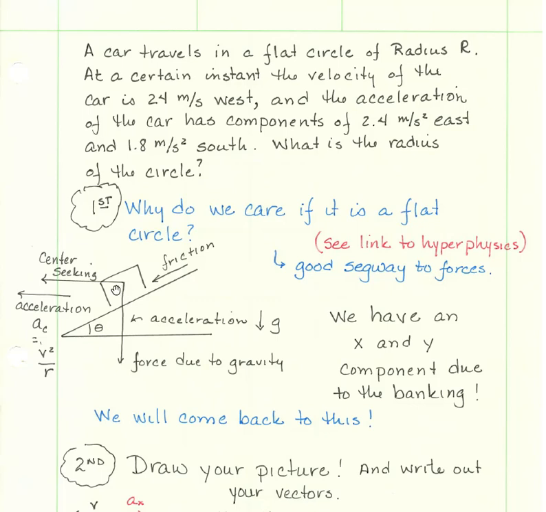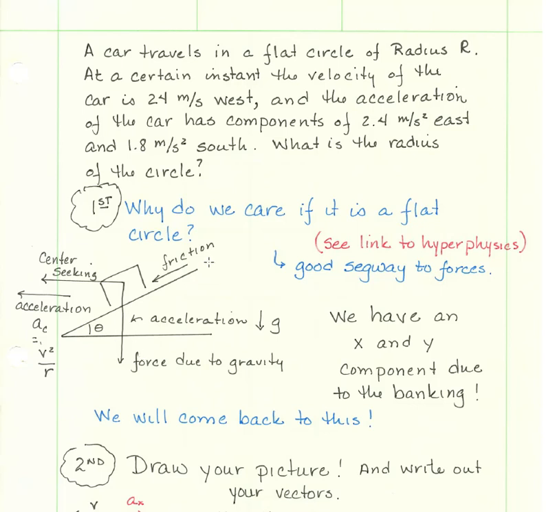But we already know we have a center-seeking force, or that centripetal acceleration, because you've already looked at that lecture. So we have that part. So we have an x and y component to that centripetal acceleration because of the banked turn. And that's why we have to know that in this particular problem, we are on a flat circle. We're not on a banked turn because that would complicate this problem even more so than it already is.